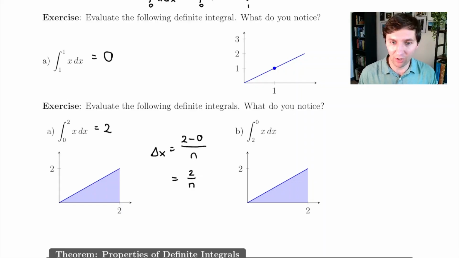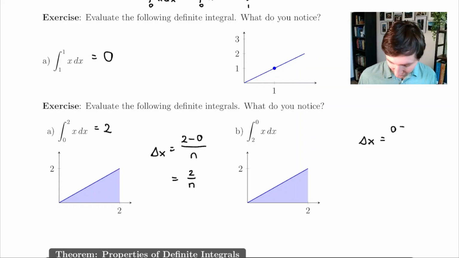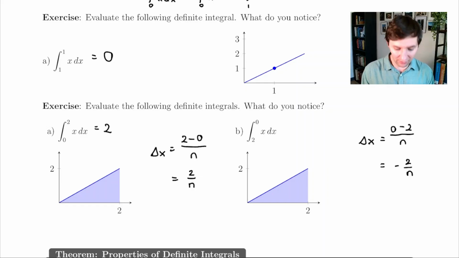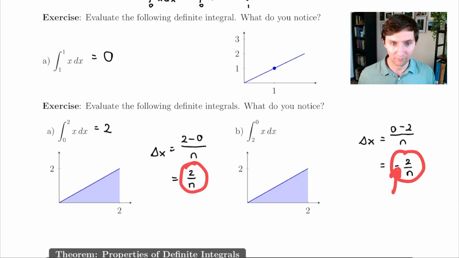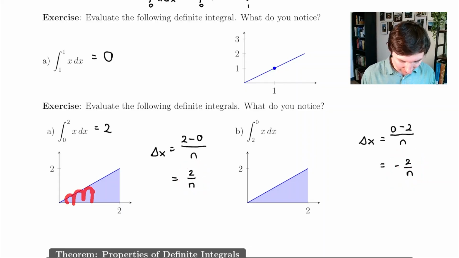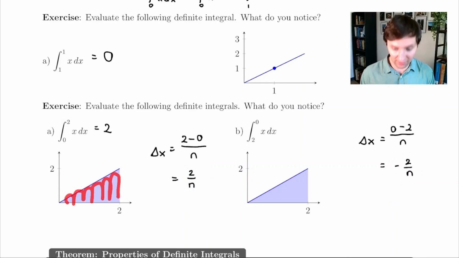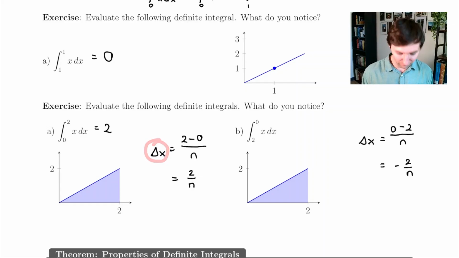If we apply the same logic to compute delta x for the definite integral on the right side, we will get the upper limit of integration minus the lower limit of integration divided by the number of rectangles, giving us a negative number. Note that the only difference between this number and this number is a minus sign. The height of those approximating rectangles, regardless if we draw it from the left or from the right, are the same. Which means that the only thing that changes is delta x. Delta x in the first case is positive, delta x in the second case is negative.